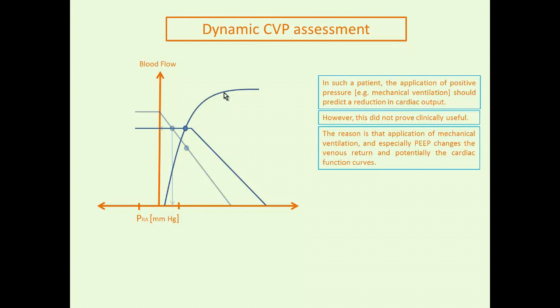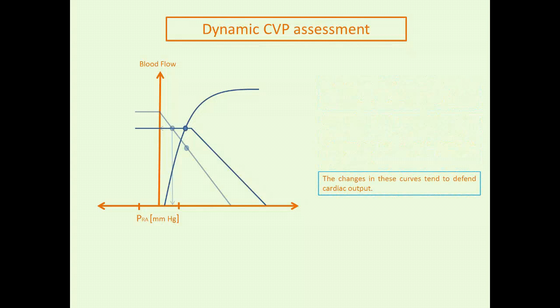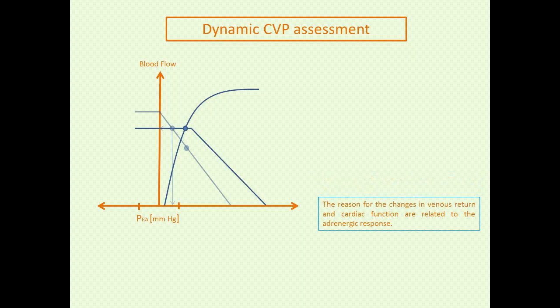And then also the cardiac response curve may shift up and to the left with the adrenergic response. Remember, the adrenergic tone is going to increase heart rate, which will increase your cardiac function up until a point, and it will also increase your contractility. So these changes defended cardiac output with the application of PEEP, so it made that prediction invalid, unfortunately.